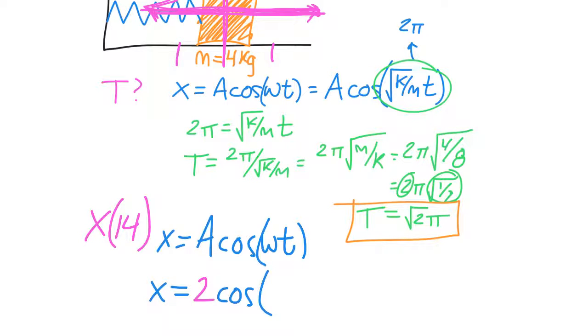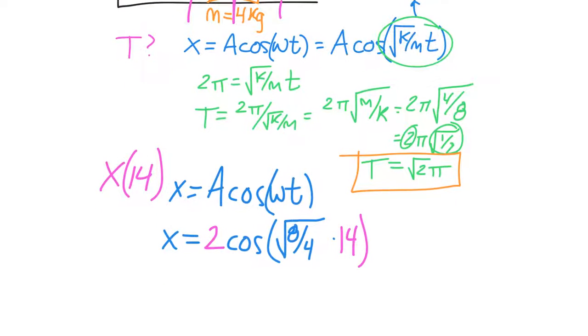cosine omega, and remember for mass on a spring, omega is the square root of k over m, so that's the square root of 8 over 4, and then times time, and we said we want to know when this thing is at 14 seconds. So now we have all these variables in here, and we can calculate what that is. So x is 2 times cosine. It's really 14 times the square root of 2, which is cosine 19.8. So now we need to evaluate this.